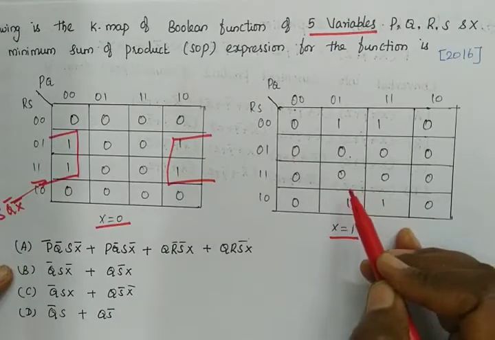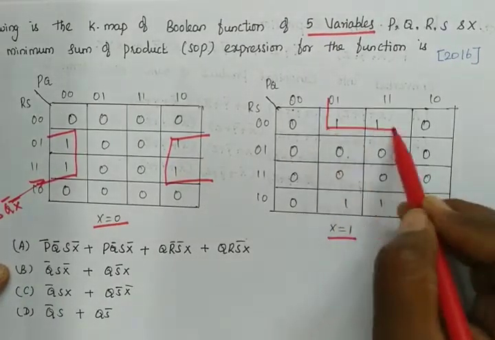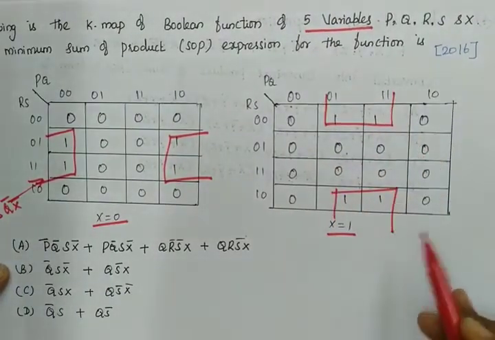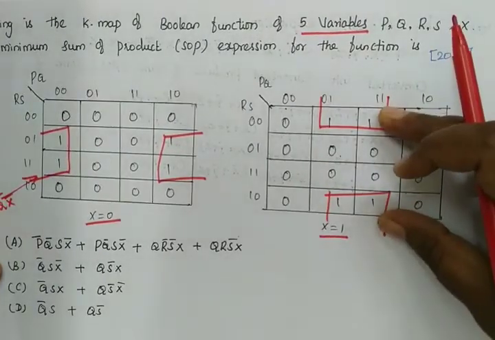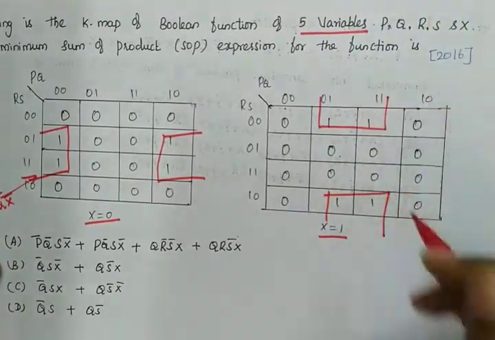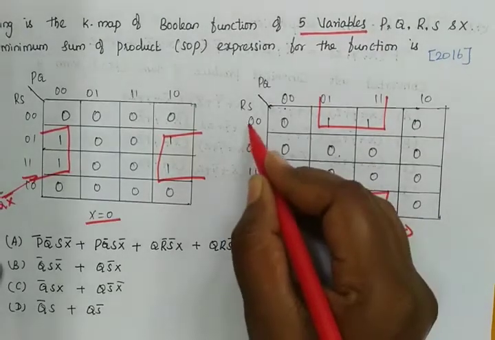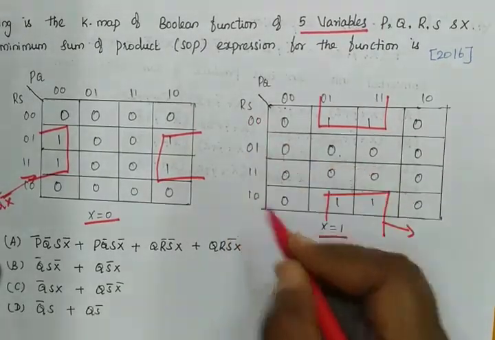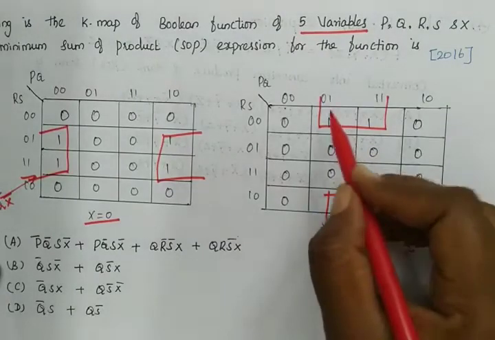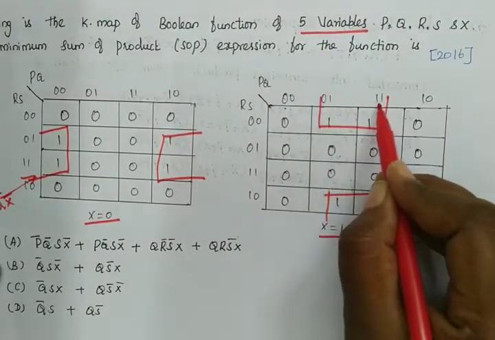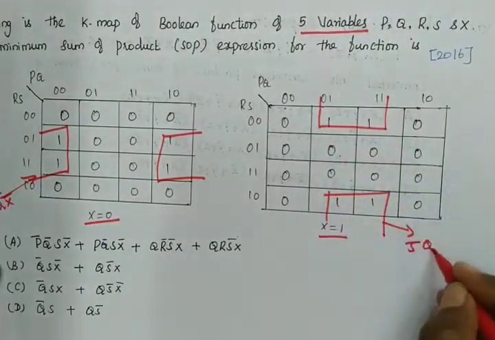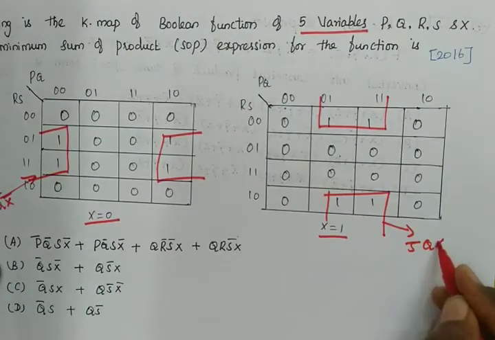Now let us check this K-map. Here we have 1 1 and here we have 1 1. So we can group these two adjacent cells. Now what is the answer for this? Here R bar R cancels, so here we have S bar. Now check here. This is P bar P, which cancels, so here we have Q. Apart from that, we have X equal to 1.